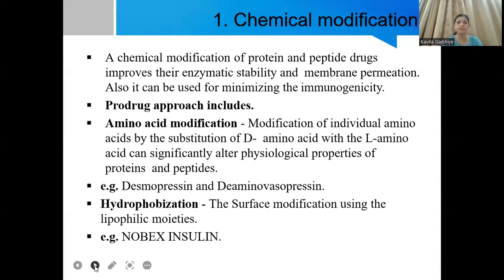Hydrophobization, the surface modification using lipophilic moieties. Nobex insulin is the best example of this hydrophobization technique.